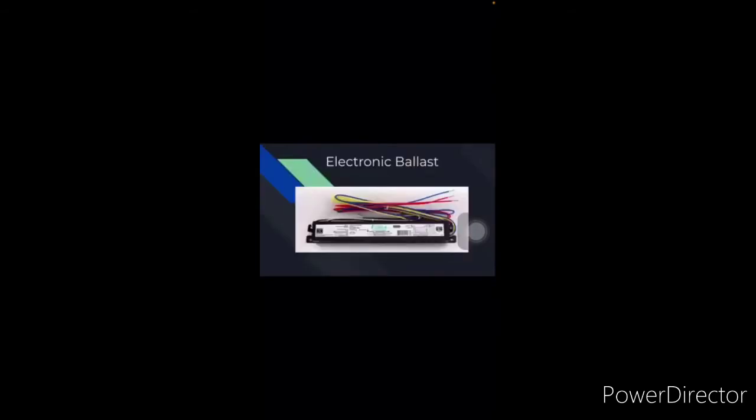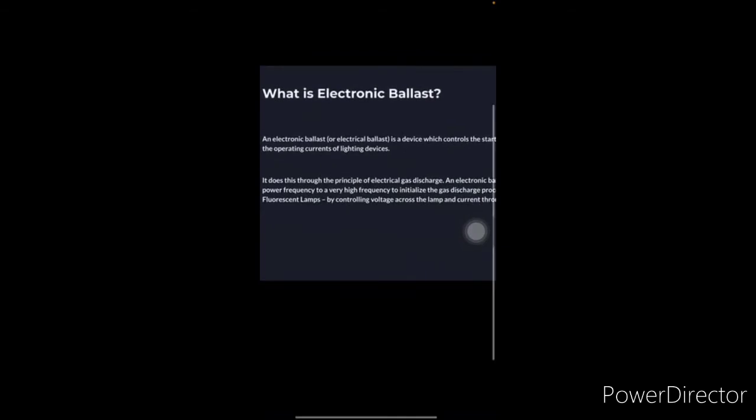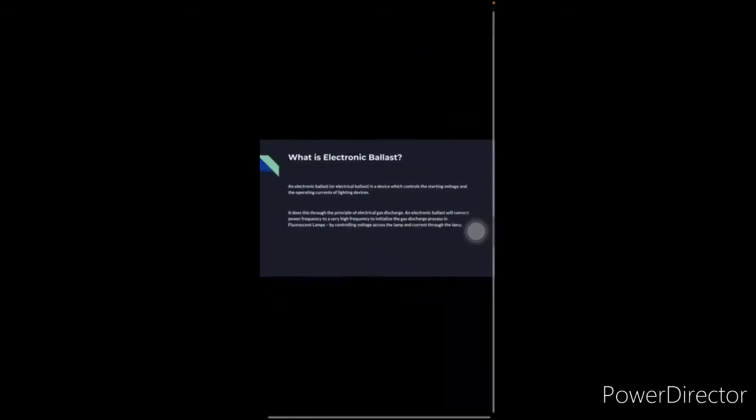Electronic ballast. What is an electronic ballast? An electronic ballast, or electrical ballast, is a device which controls the starting voltage and the operating currents of lighting devices. It does this through the principle of electrical gas discharge. An electronic ballast will convert power frequency to a very high frequency to initialize the gas discharge process in fluorescent lamps by controlling voltage across the lamp and current through the lamp.